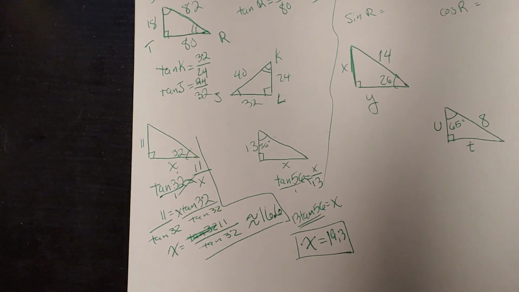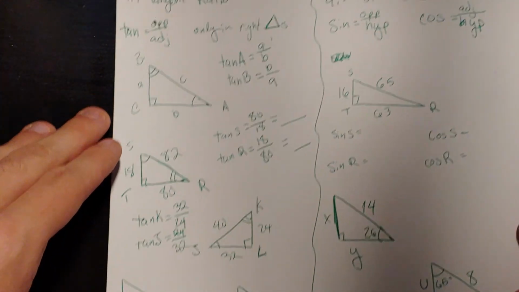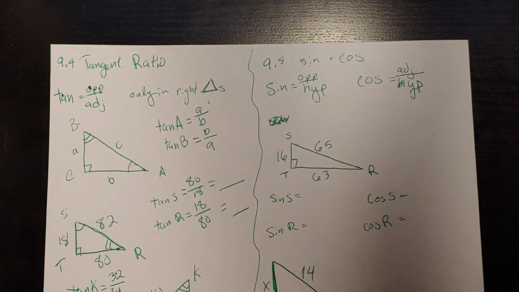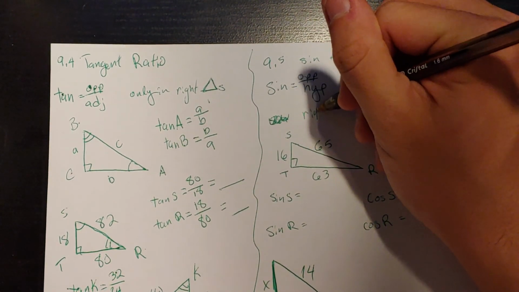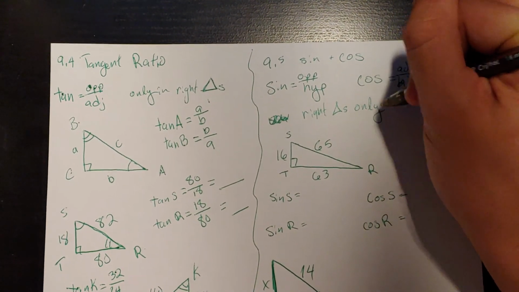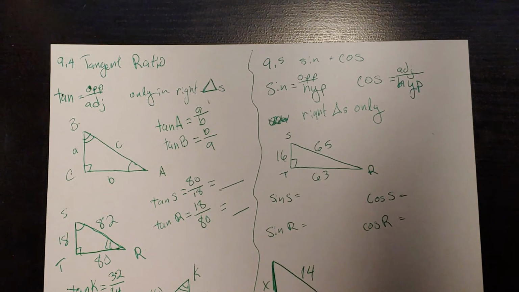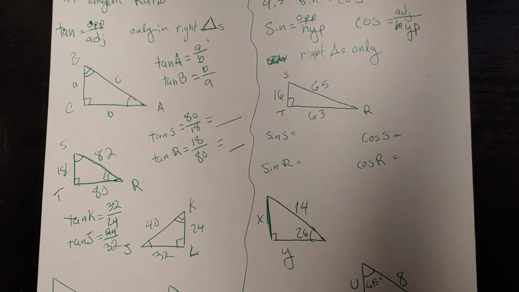Okay, so that's it for tangent. Let's go ahead and move on to sine and cosine. It's more or less the same thing, dealing with trig ratios and right triangles only. So what we do is the same thing. I have this lovely triangle here, STR.